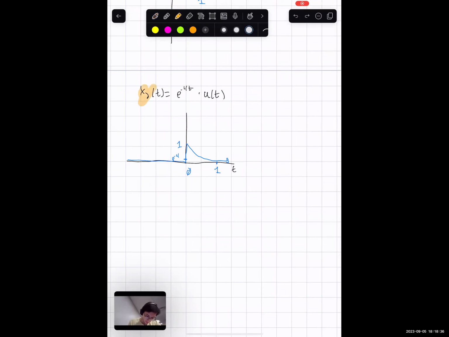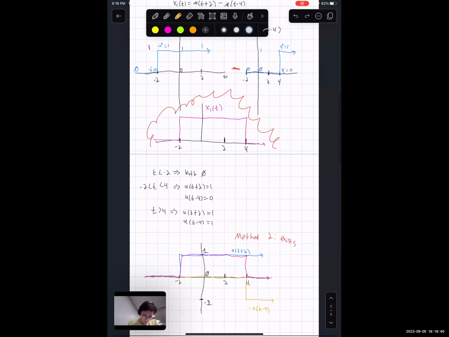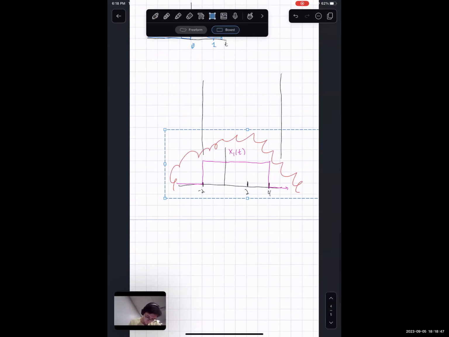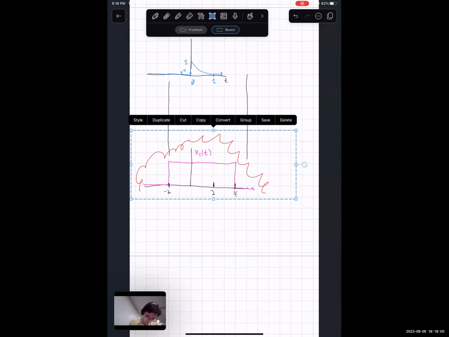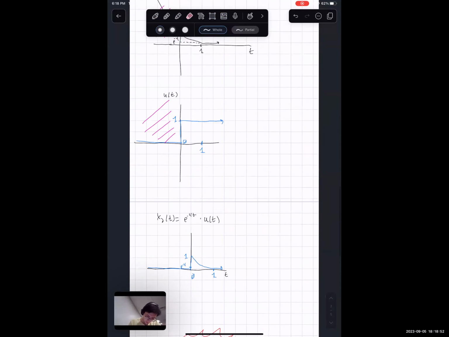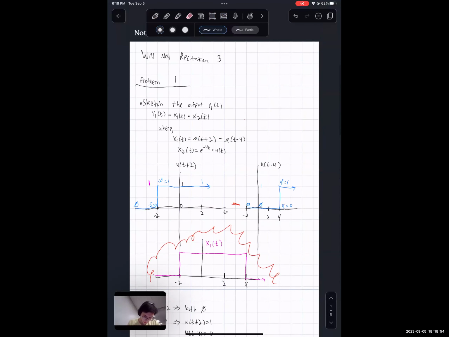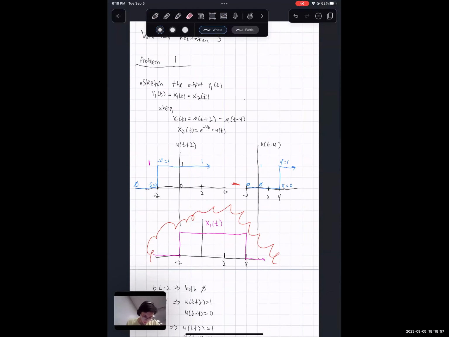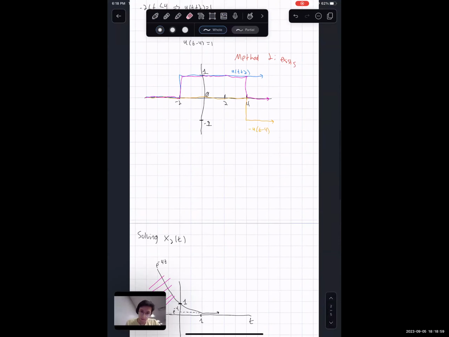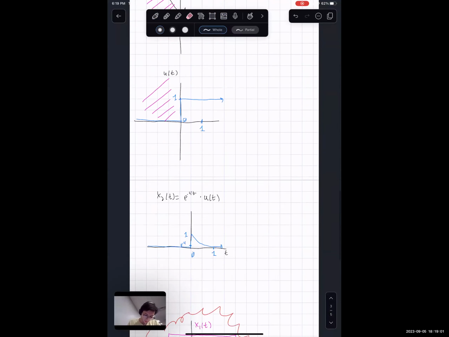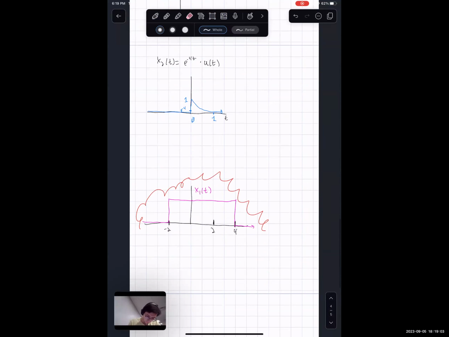Okay, guys. So now we have solved for x2 of t. And earlier we solved for x1 of t. Let me copy it real quick. Here's that. Okay, and the original question was asking us to sketch the output of y1 of t, where y1 of t is x1 of t times x2 of t. So we just solved for x2 of t, and earlier we solved for x1 of t. So now all we do is multiply these.